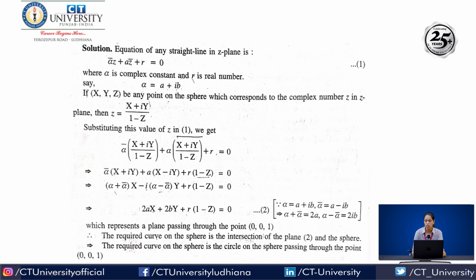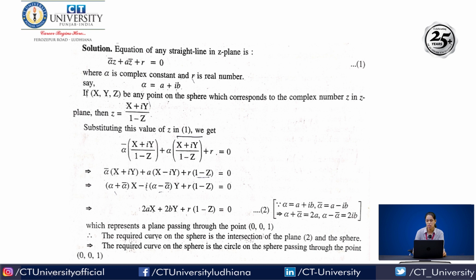Taking the equation of the straight line in the z plane, that is alpha bar z plus alpha into z conjugate plus r equals 0. This is the standard equation of a straight line, where alpha is a complex constant and r is a real number. Say alpha equals, as it is a complex number, I can take it as a plus iota b in the complex form, where a and b are real numbers.